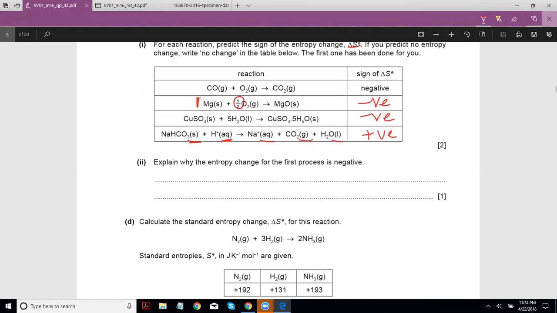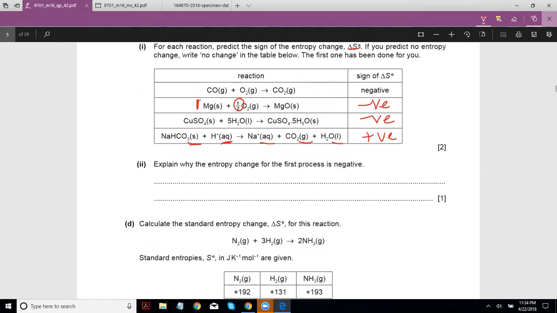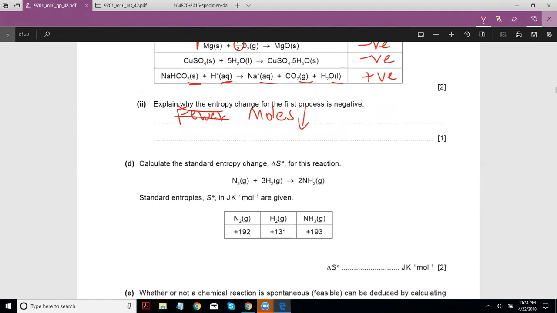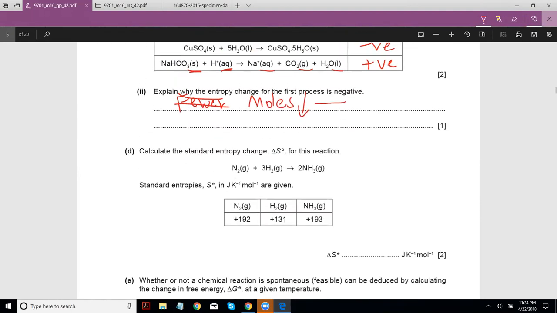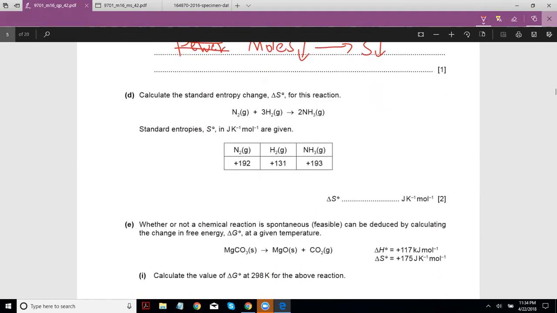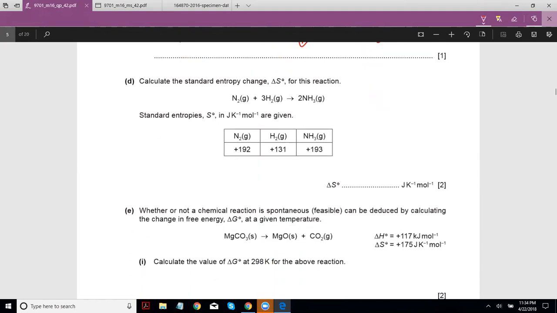Explain why the entropy change of the first process is negative. Why is entropy decreasing? Here, they're all gases, so you can't write that. You have to write either 2 moles or 1 plus 1, and you're going to 1 mole. So you're decreasing the number of moles of gas, which means entropy is decreasing. Basically, we reduced the moles. That's the idea. So entropy decreased, and since the change is negative, that's negative.